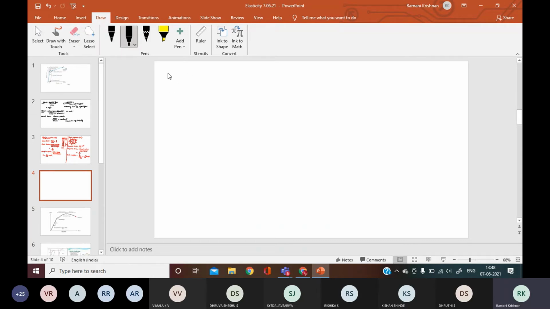Okay. Now the last one is rigidity modulus. The symbol is eta. Now in rigidity modulus, what happens? I have to draw one cube. Okay, I draw one cube.